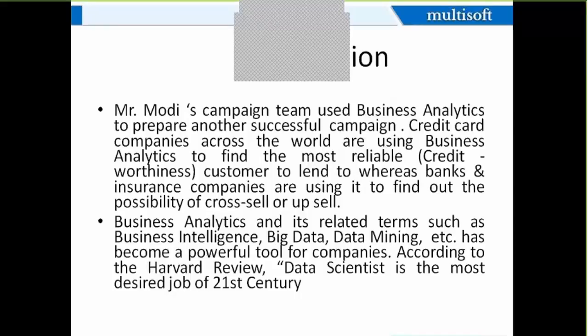That's what in the beginning I said. This is what business analytics is all about: converting your data into meaningful insight, which you in turn can apply in your business for better performance.